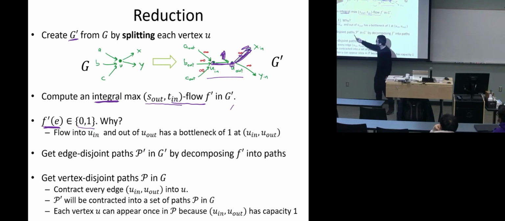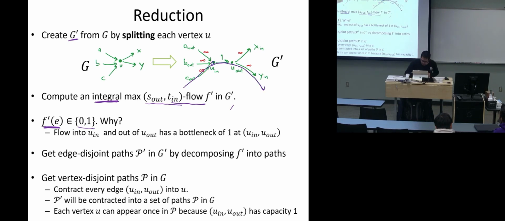But I claim that just from this set of paths, now you will be able to get a set of vertex disjoint paths. And the reason is, the intuitive idea is just this. You have some H disjoint paths in G prime, right? So this disjoint path must go through u in, u out at most once. So now, it's like you can use this edge only once. So just imagine that what I do in G prime, I just contract every edge u in, u out into u.